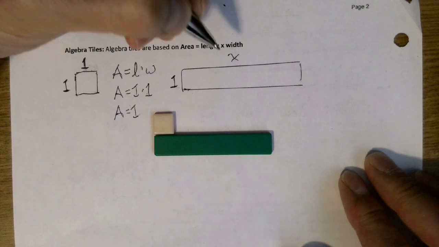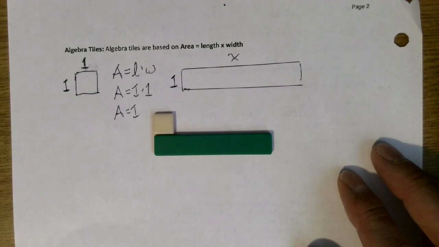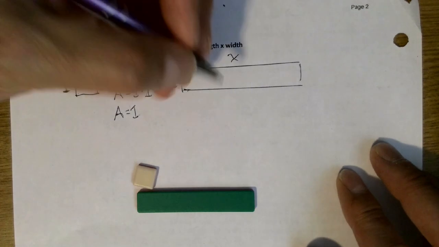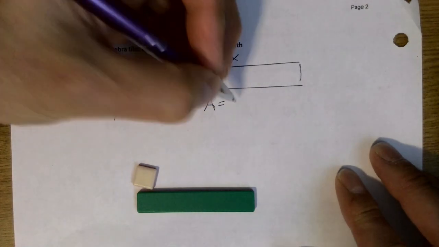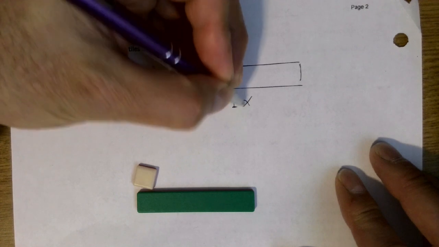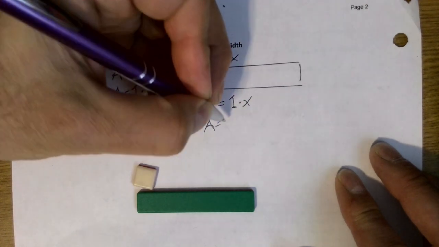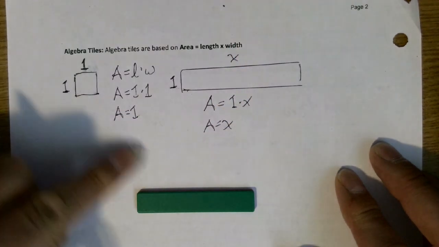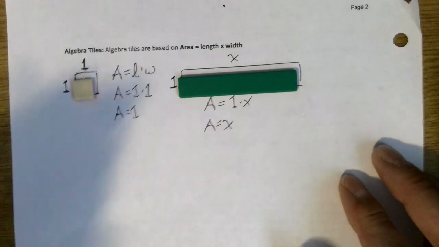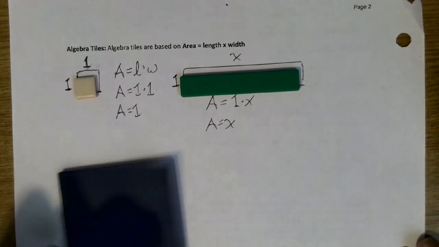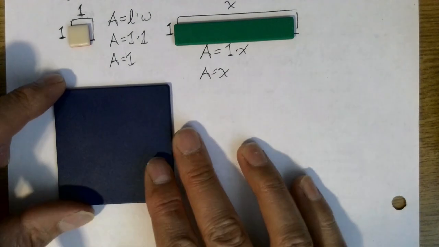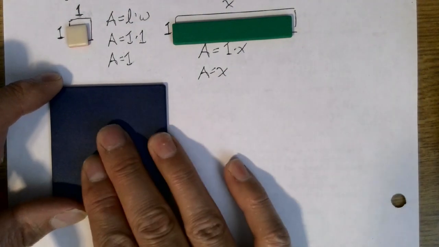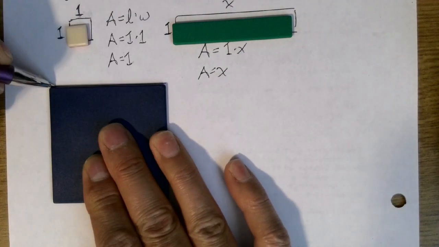And we call that side length x. So basically, we don't know how long that side is, but we're just going to call it x. Okay, and our area, again, is going to be length times width. So this time it's going to be 1 times x, and 1 times x is x. So we've got our 1, and we've got our x. Third type and final type is what I like to call big blue, because it's big and it's blue. Okay, I'm going to trace this guy on.